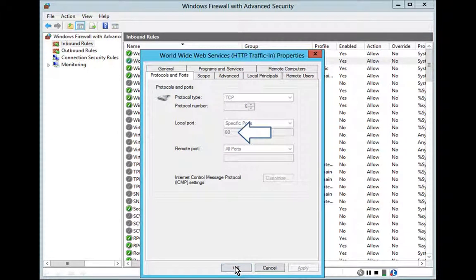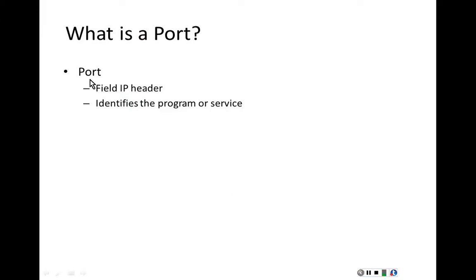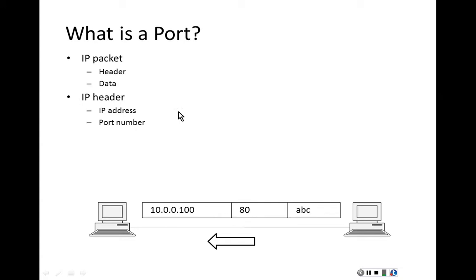But let's look a little more closely at what is a port. A port is a field in an IP header that identifies the program or service that that packet is going to. So let's review what's a packet. A packet is a message which is sent from one computer to the next. And the packet is made up of data information, such as ABC, and header information. And the header information is going to include the IP address of the computer that the packet is destined to.